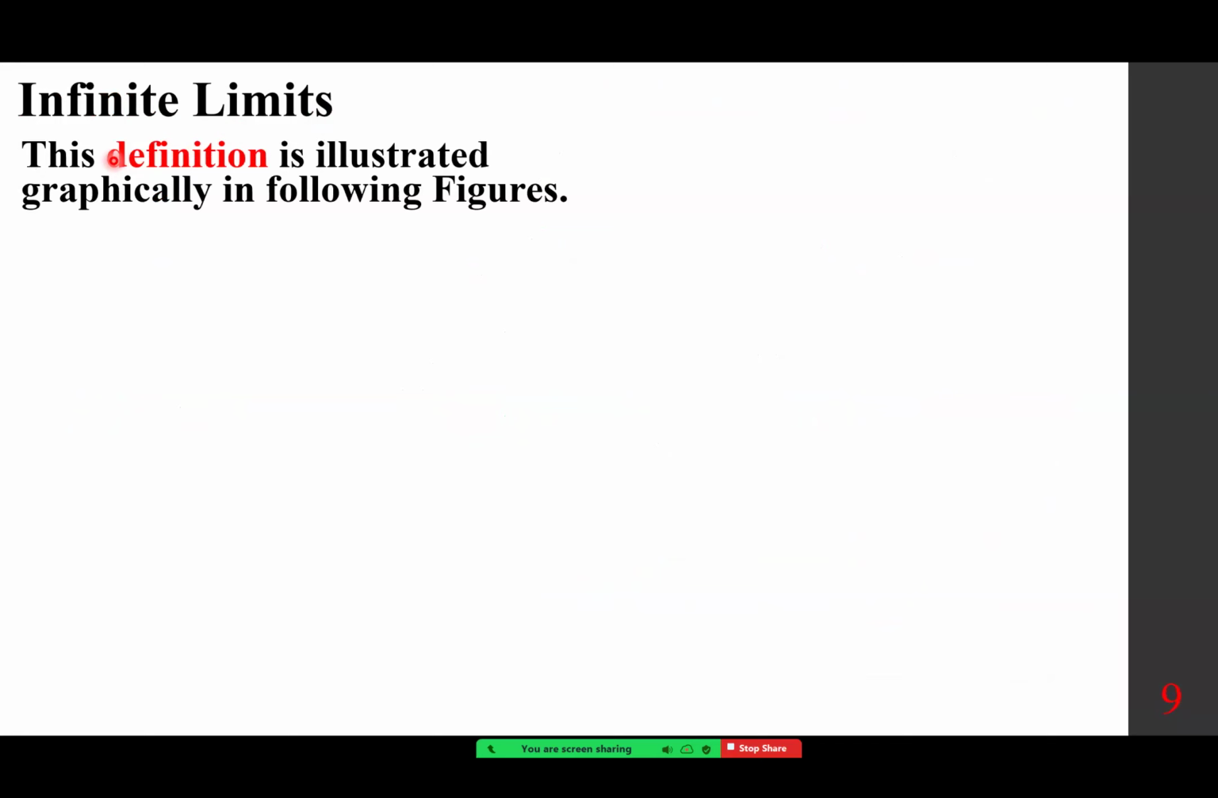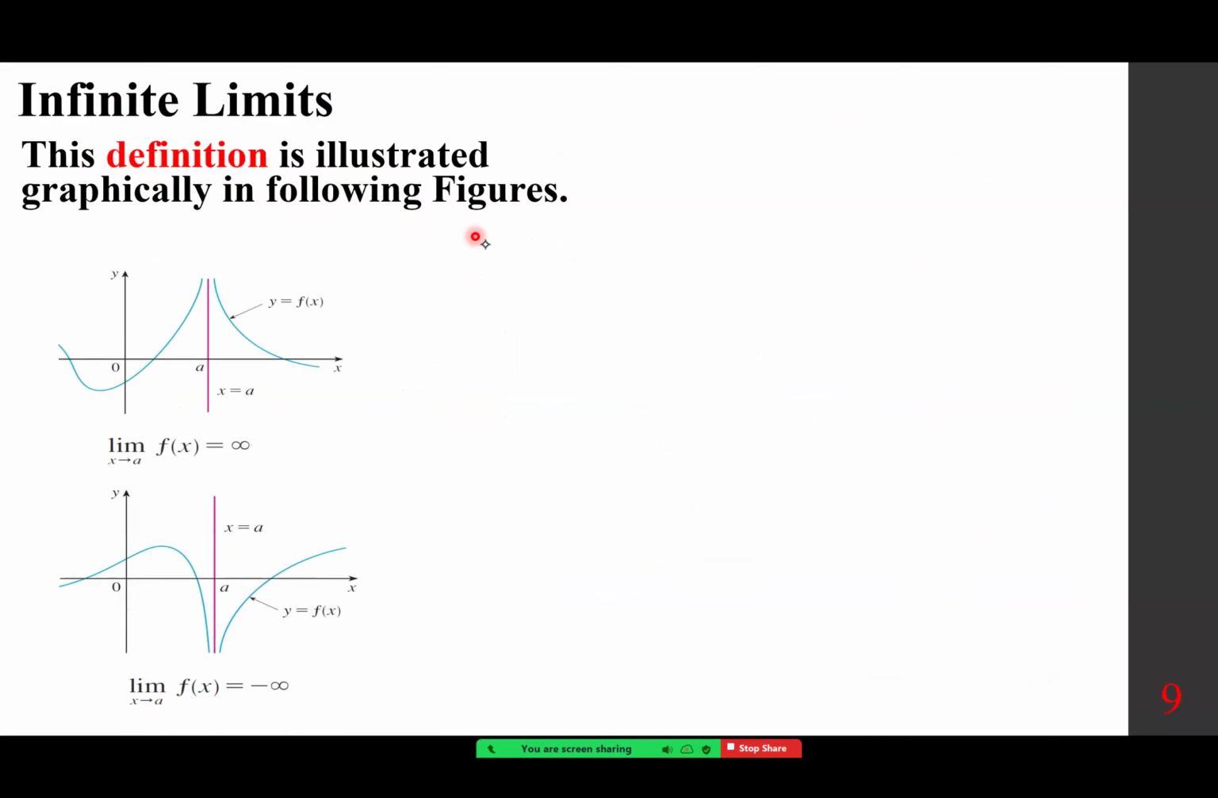Infinite limits. This definition is illustrated graphically in the following figures. If you look at these two, when x approaches a, in this case, it blows up to positive infinity. So we say the limit of f of x as x approaches a is infinity. In this case, in both cases, it goes down to negative infinity. We say the limit of f of x as x approaches a is negative infinity.